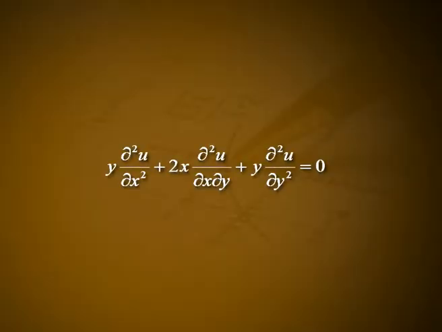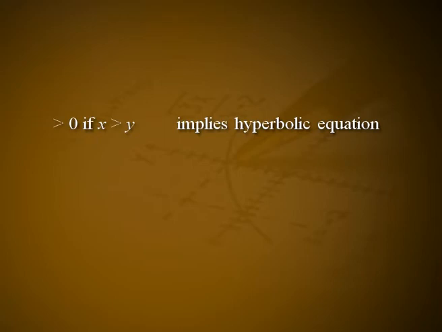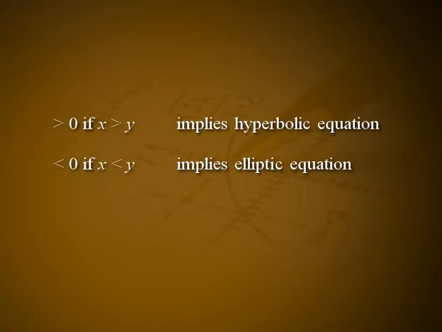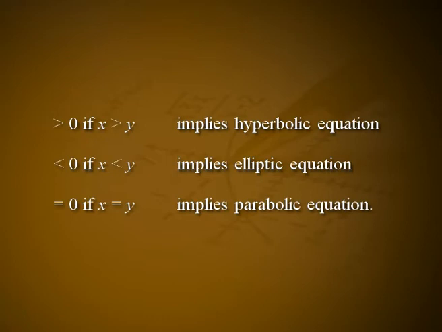Second one, y into dou square u by dou x square plus 2x into dou square u by dou x dou y plus y into dou square u by dou y square is equal to 0. Here a is equal to y, b is equal to 2x, c is equal to y. Therefore, b square minus 4ac is equal to 4x square minus 4y square, that is equal to 4 into (x square minus y square), which is greater than 0 if x greater than y, implies hyperbolic equation, which is less than 0 if x less than y, implies elliptic equation, and is equal to 0 if x is equal to y, implies parabolic equation.